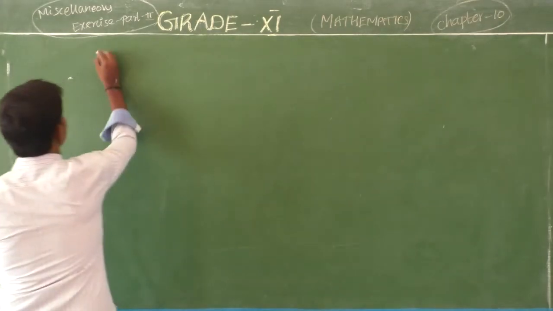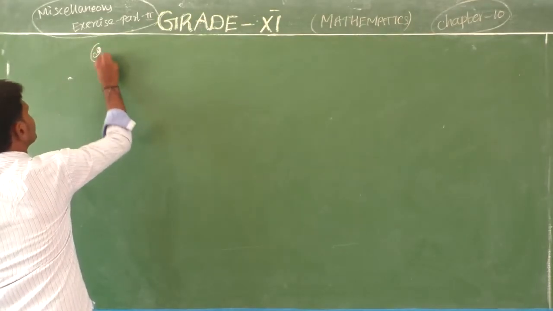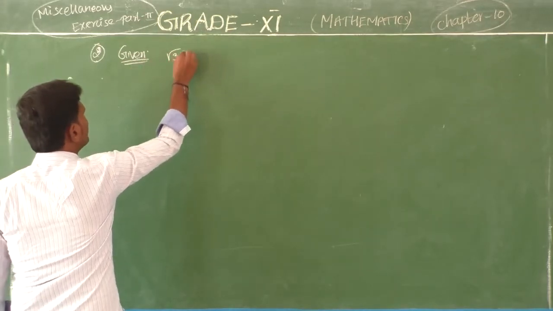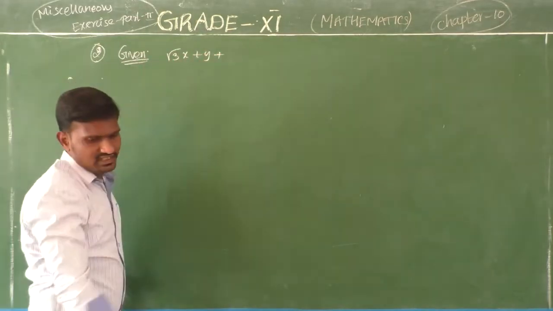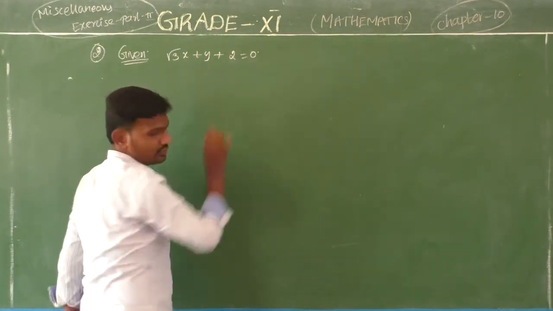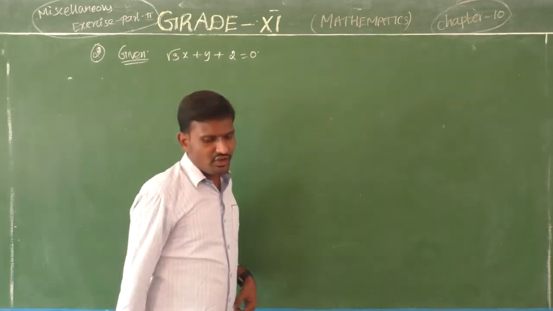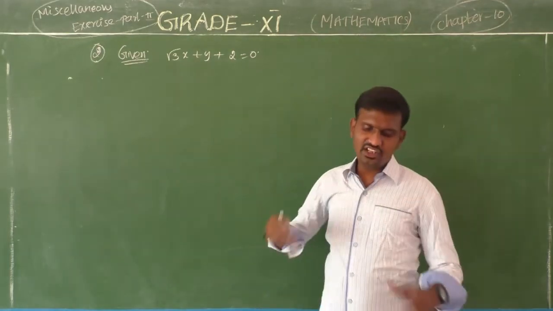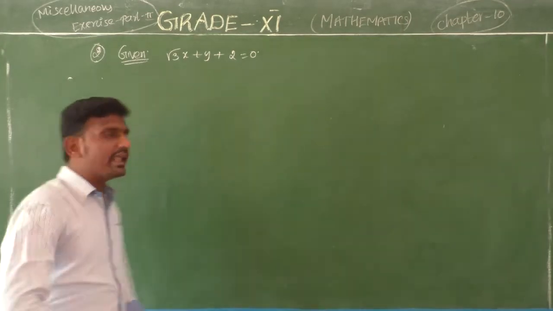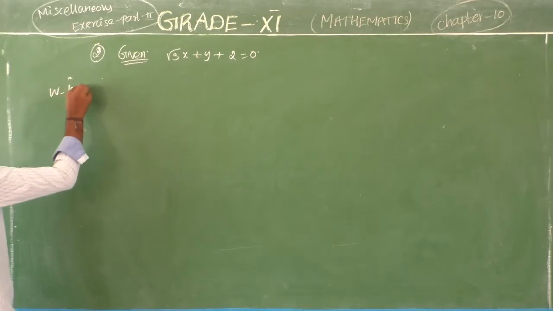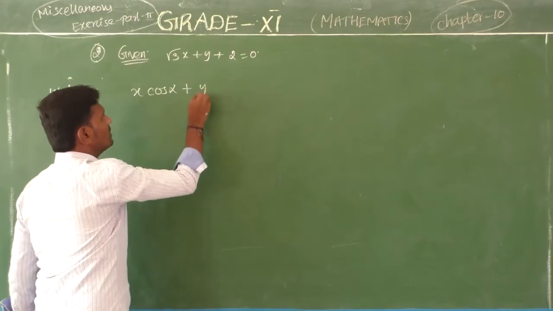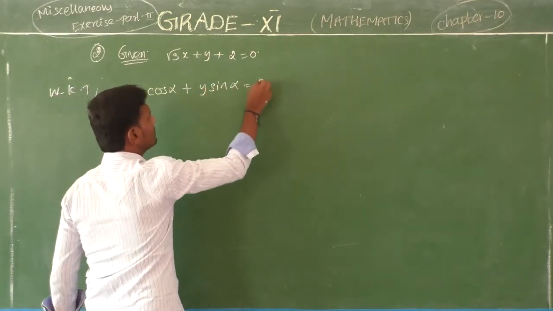The equation of the line given to you is root 3x plus y plus 2 equal to 0. Before that, we should know one thing: the general form of the normal form of a straight line is x cos alpha plus y sin alpha equal to p.